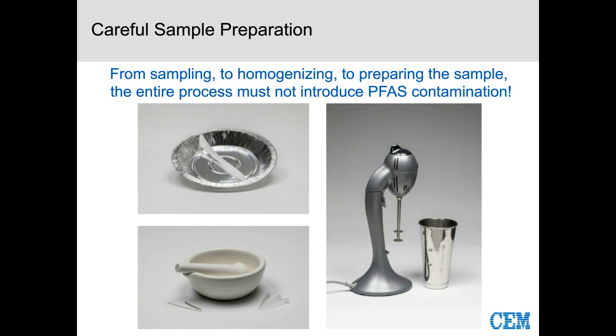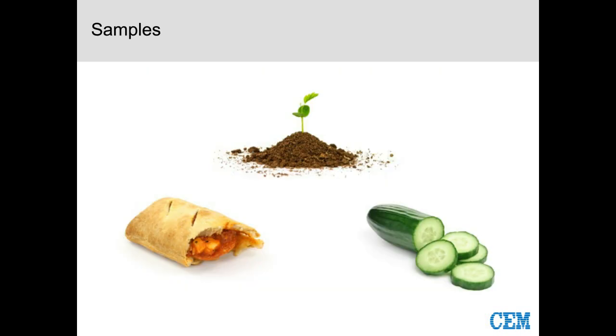But just quickly, you see that mixer there. We have to think about not every homogenizer is going to be okay in this case. You have to make sure you're not introducing PFAS into the situation. So with that, let's talk about the samples that I'm going to talk about here today. So we're going to start with soil. That's kind of the next wave of PFAS, I think, is going to be on those environmental samples.